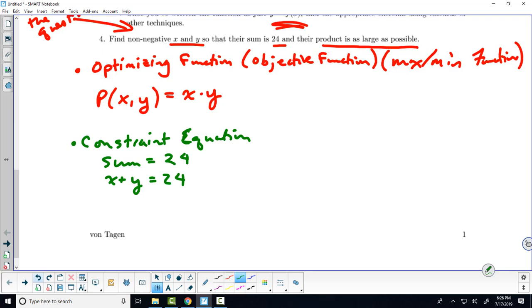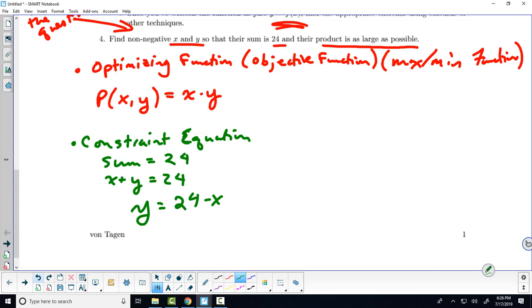But in other problems, it may save you a whole heck of a lot of time, because if I said, find the volume that will minimize your surface area, then V is the one you're after. Okay? So do pay a little bit of attention. Sometimes it matters which one you solve for. In this case, it doesn't, so I'll solve for y, and I get y equals 24 minus x.